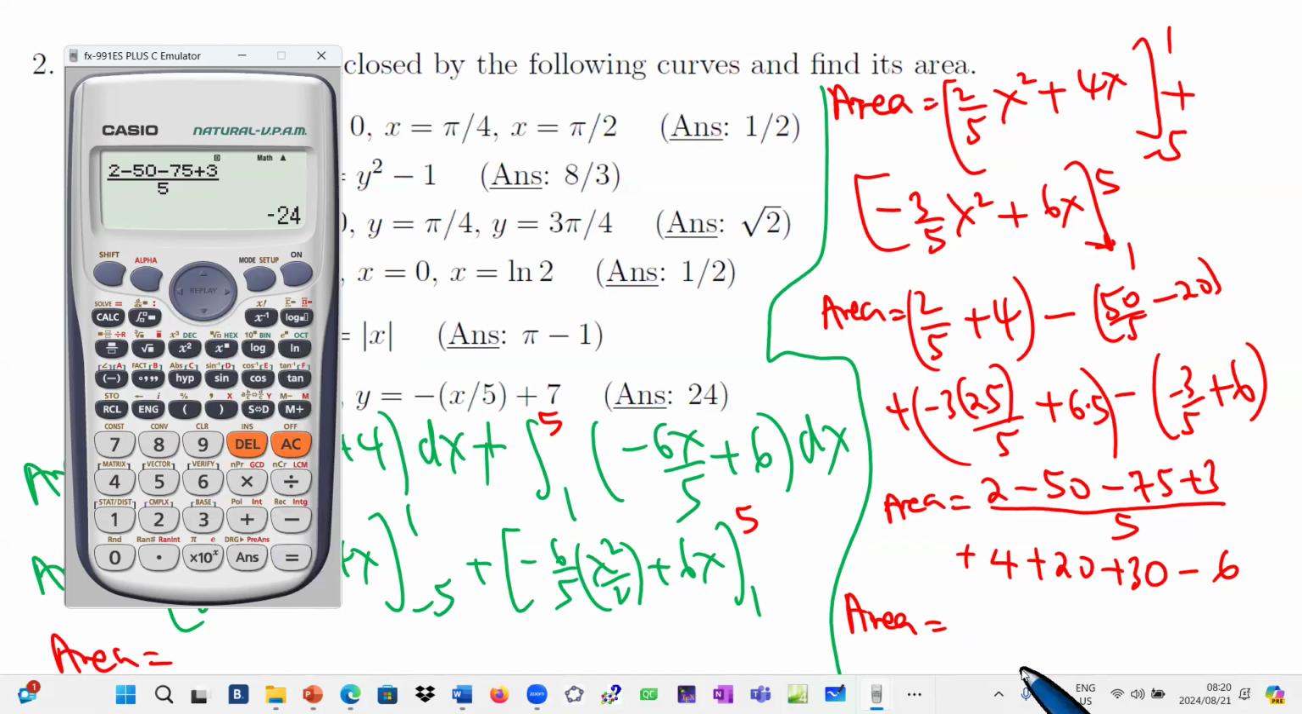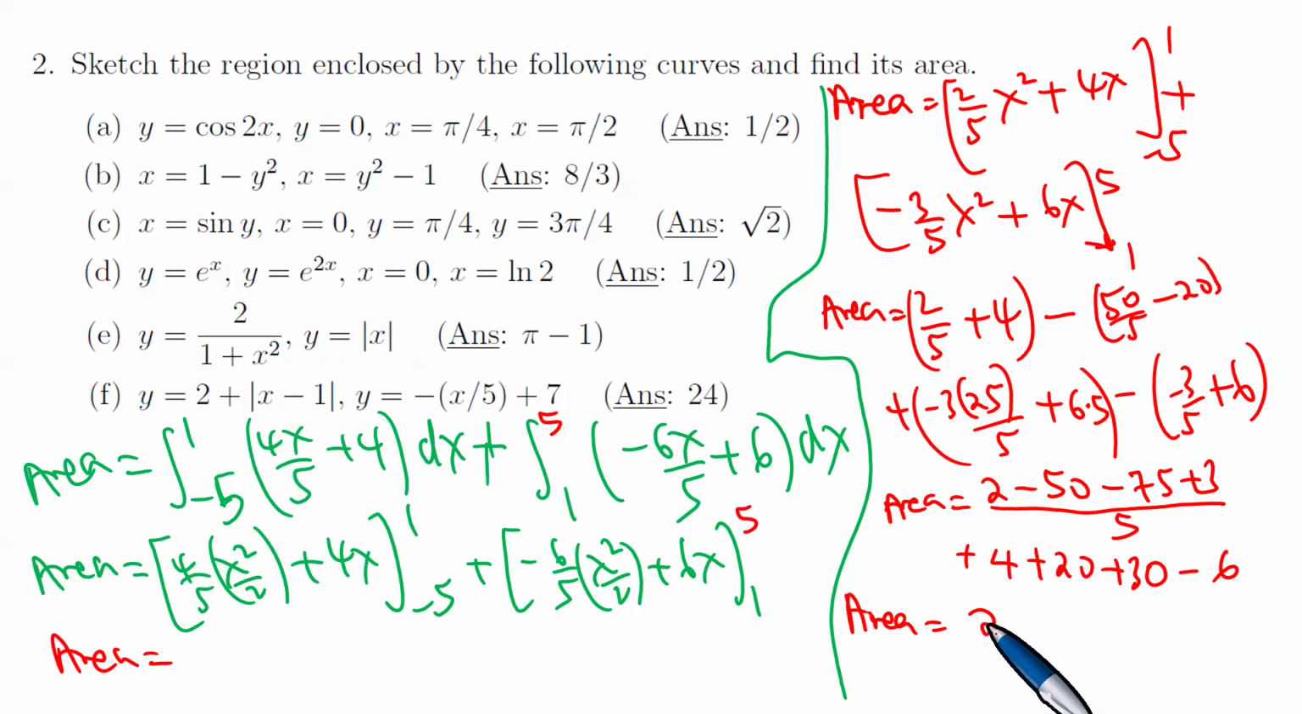You get a minus 24. And then minus 24 plus 4 plus 20, then you have plus 30, and then you subtract a 6. It's already the answer we got that we need. And you're getting 24. So indeed, the area is 24 there. The area is indeed 24 units squared. So indeed, this is correct.